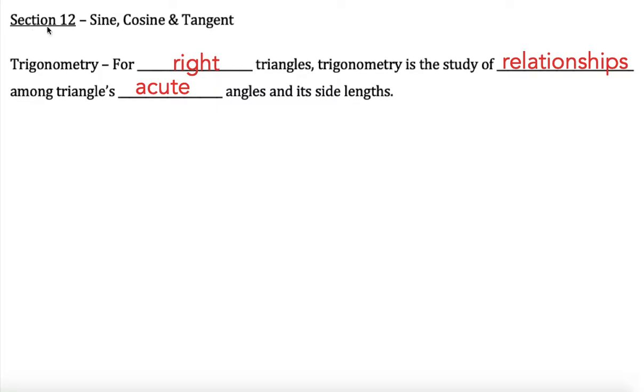This is section 12, sine, cosine, and tangent for Honors Math 1. To start out here, we want to look at the definition of trigonometry. Trigonometry is a branch of mathematics. We are going to study, first of all, how trigonometry applies to right triangles. And in right triangles, trigonometry is the study of relationships among the triangle's acute angles and the side lengths.